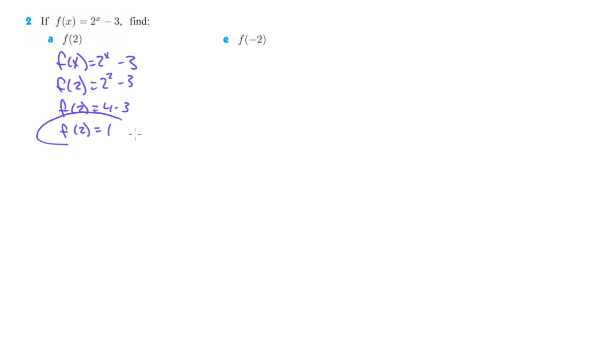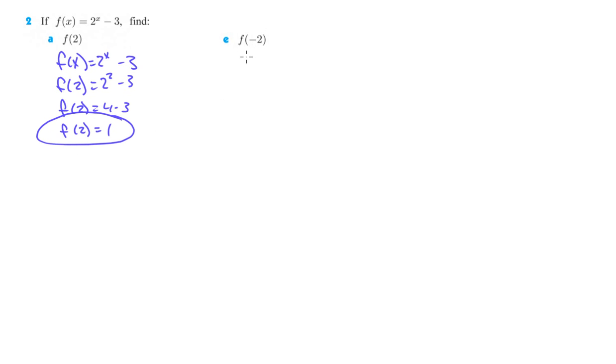Okay. Number 2, if f of x equals 2 to the x minus 3, find f of 2. So if we have f of x is 2 to the x minus 3, and then we have f of 2, wherever we see x, now it's going to be a 2. So it's going to be 2 squared minus 3. So this is going to be 4 minus 3. So f of 2 would just equal 1.